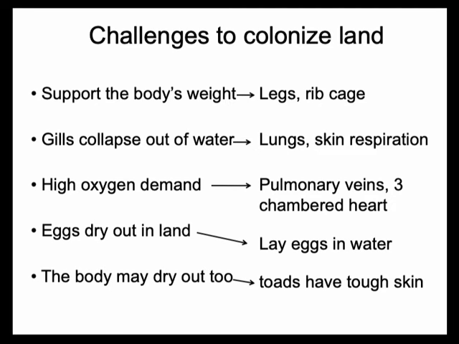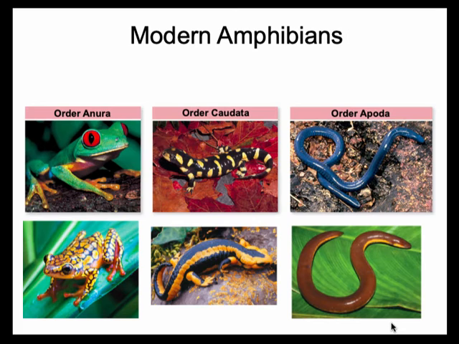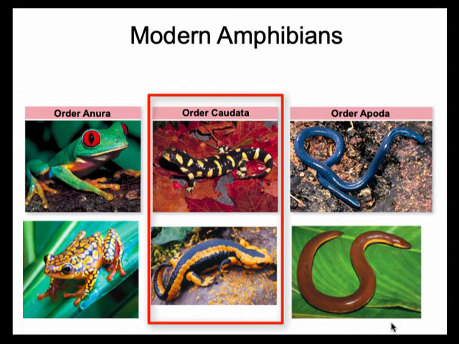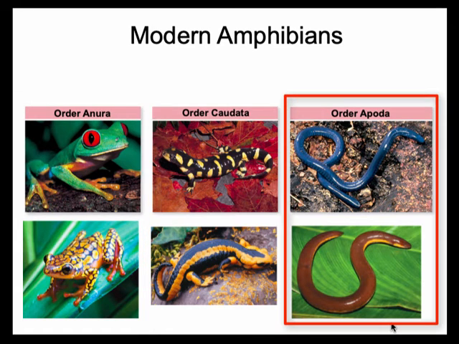And the other problem with life on land is you might dry out. So amphibians have a tough skin that reduces water loss through their skin. Today we have 3 groups of modern amphibians. We have the frogs and toads, we have salamanders, and we have caecilians, which do not have appendages.